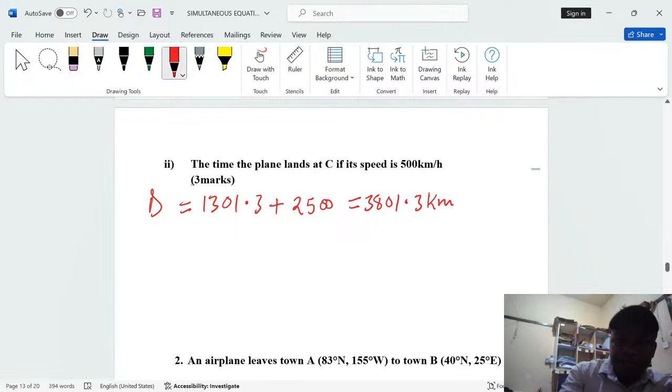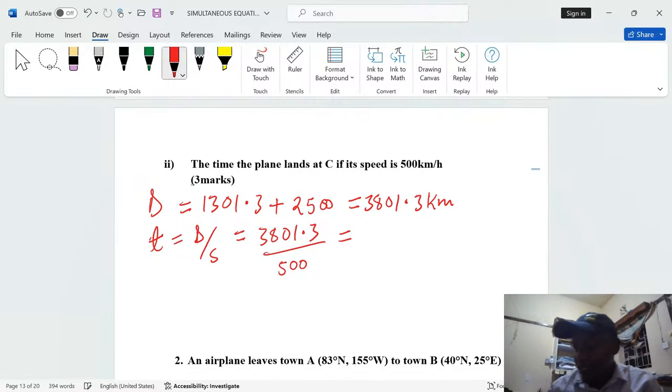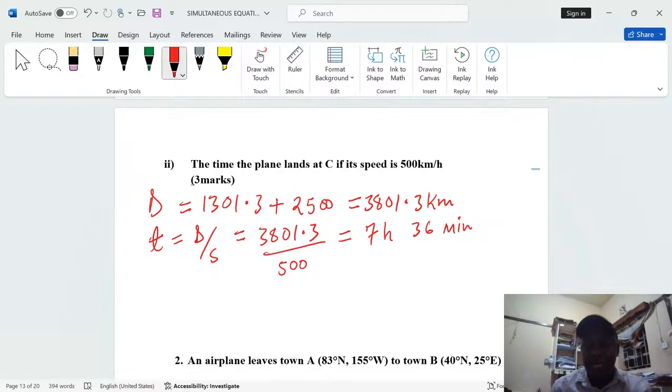With the total distance, now we can get time. Time T will be given by distance over speed. So 3801.3 divided by a speed of 500. This is going to give us some hours, and that is 7 hours 36 minutes. 7 hours 36 minutes. That is the exact time taken during traveling.